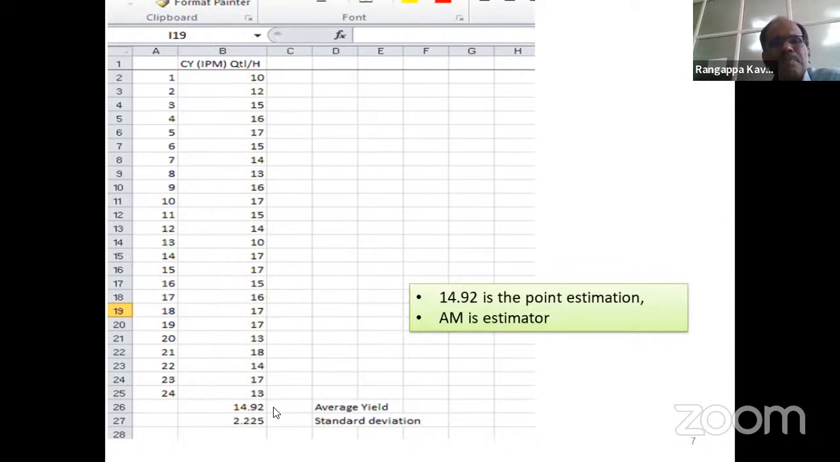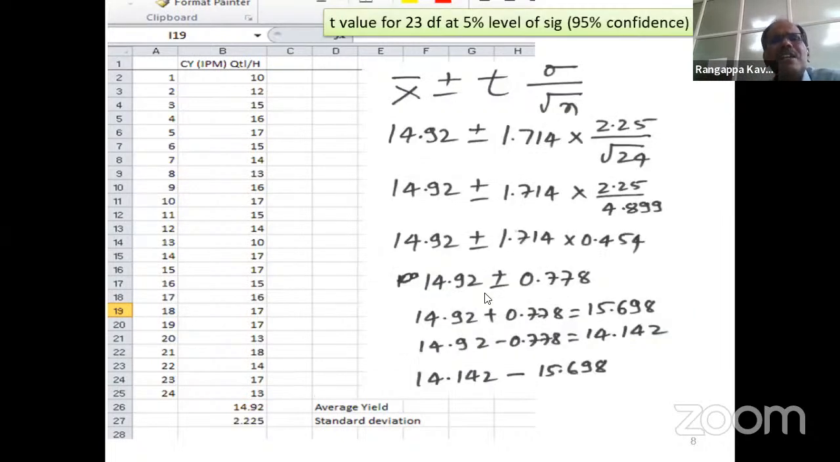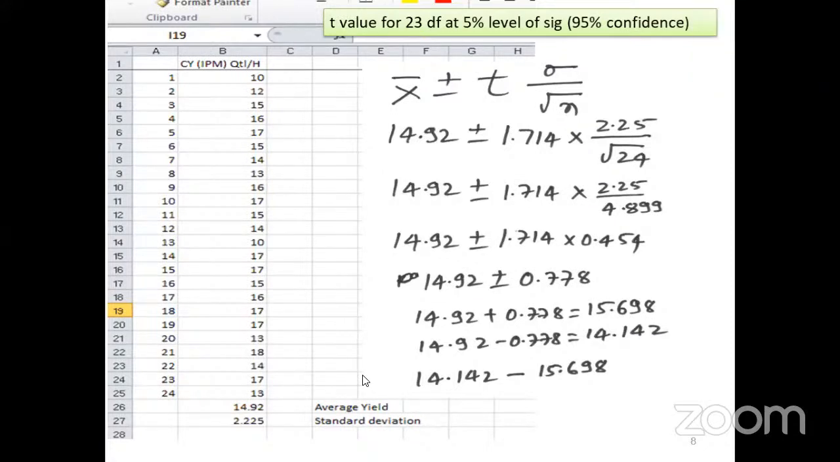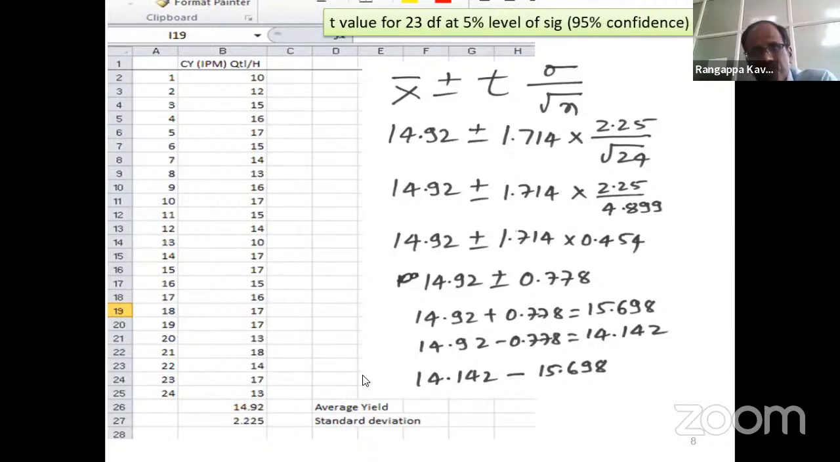So then let me go to the next slide. I hope this slide is visible here. So I just extended it. I wanted to give some interval estimation for the same example. Chetan, is it visible here? Yes, sir. It is visible, sir.